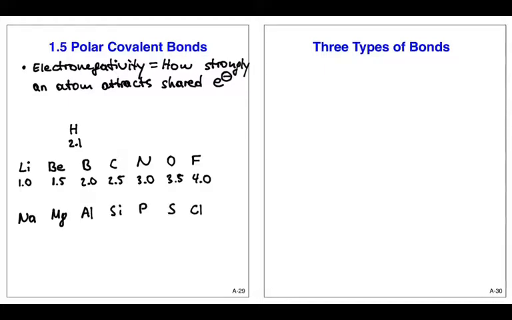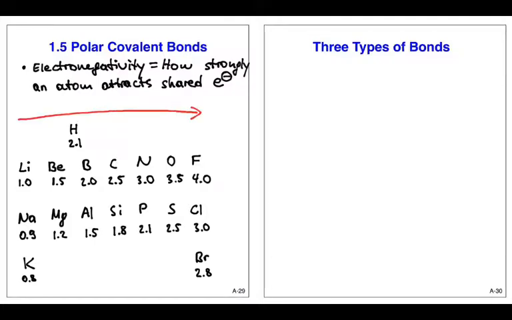And we can continue this trend with sodium, magnesium, aluminum, silicon, phosphorus, sulfur, and chlorine. Then below we are going to put potassium and bromine, etc. Now this is just part of the periodic table, but these values illustrate the general trends. Again, going from left to right, we have increasing electronegativity.